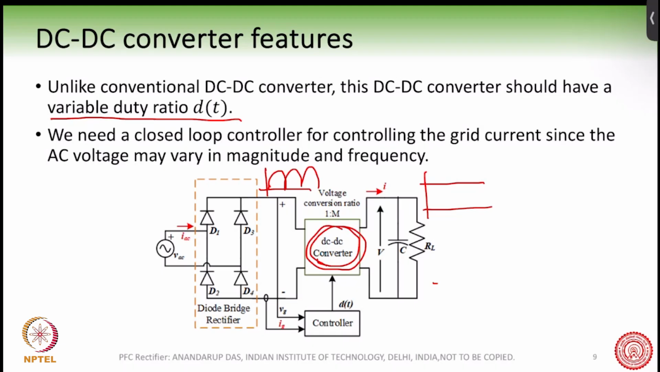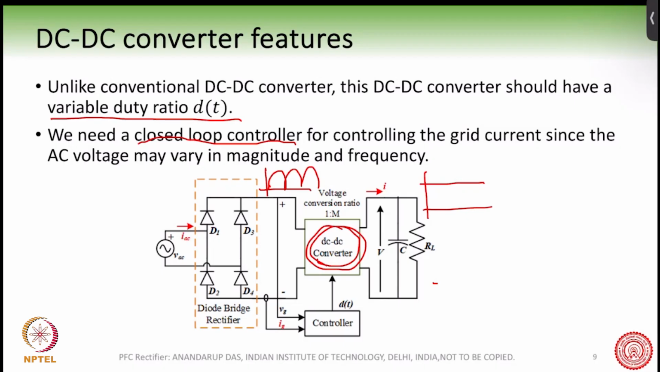The duty ratio of the DC-DC converter is continuously changing with time because the input voltage is continuously changing. So therefore, we also need a closed loop controller, because we are going to manipulate the duty ratio continuously, so that in the presence of this varying input voltage, we get a fixed DC output voltage, right?